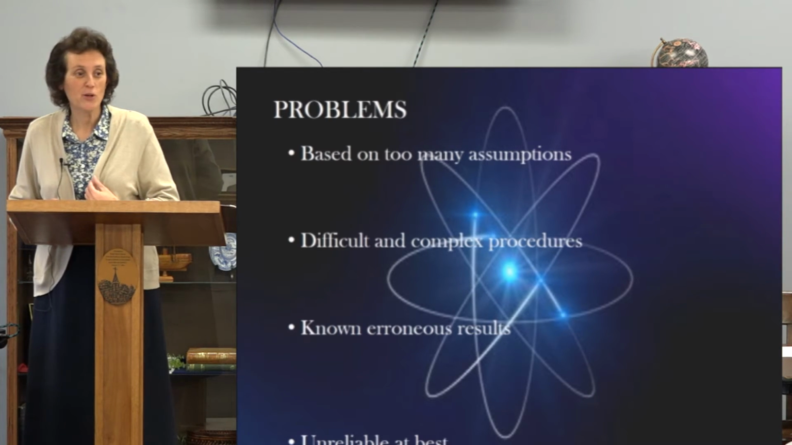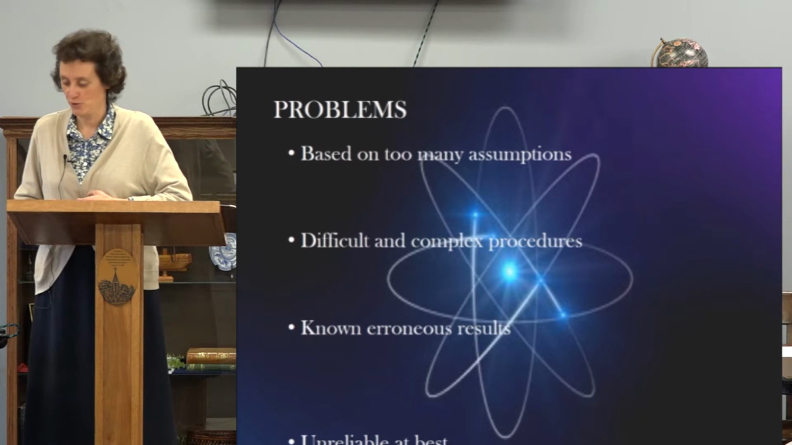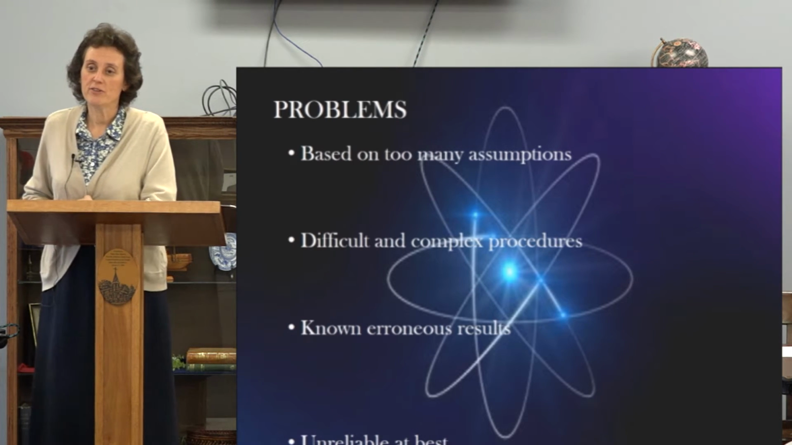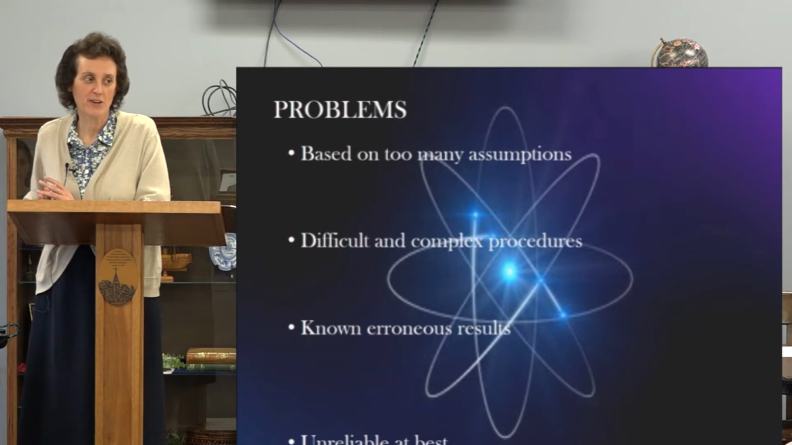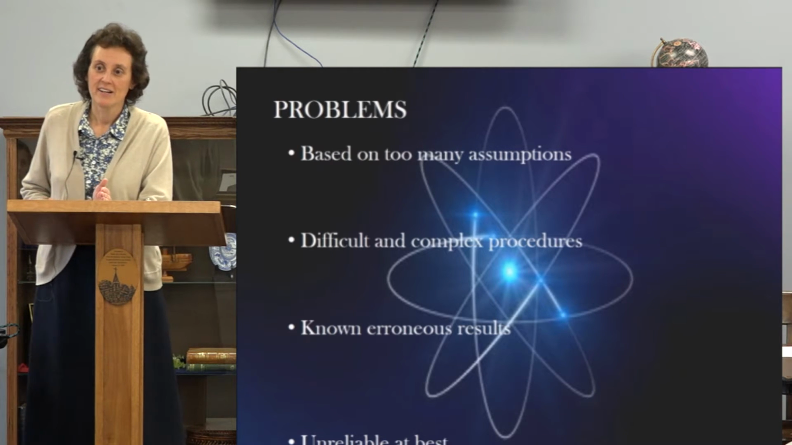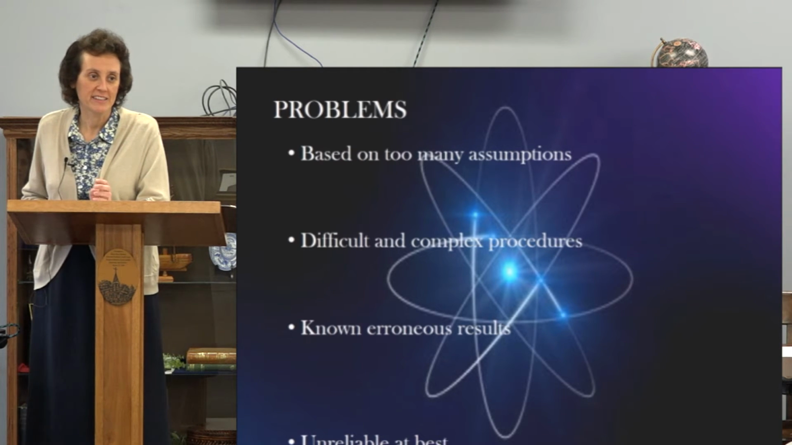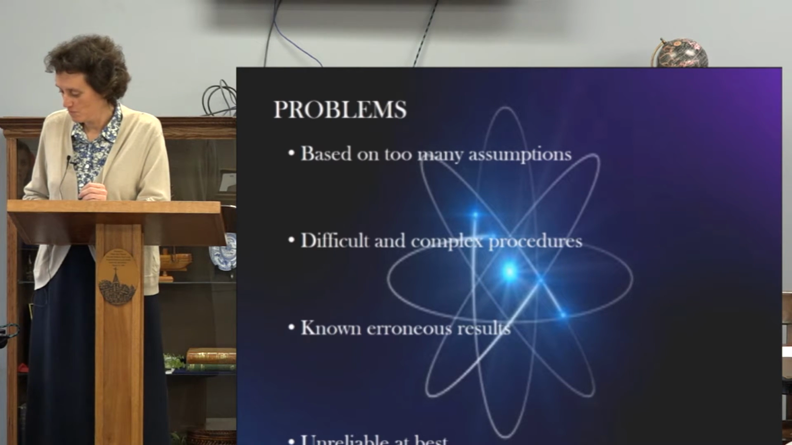Then we have some difficult and complex procedures. We also have known erroneous results. Who can think of a known erroneous result already mentioned? What is it? They dated the lava way off at Mount St. Helens when they knew that it erupted on May 18th, 1980. Less than 35 years ago.